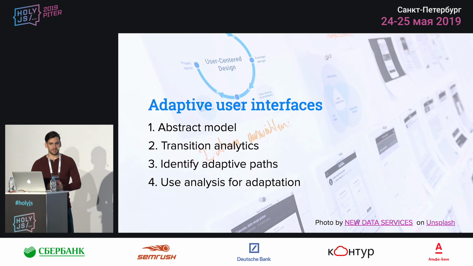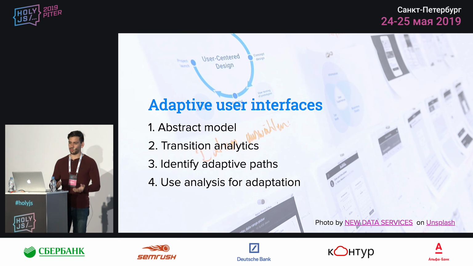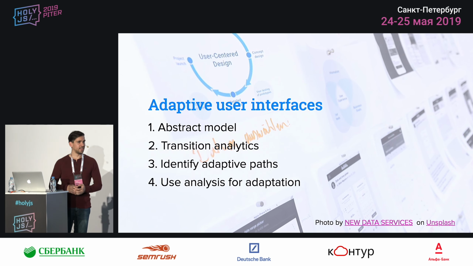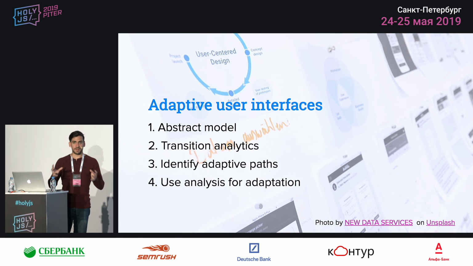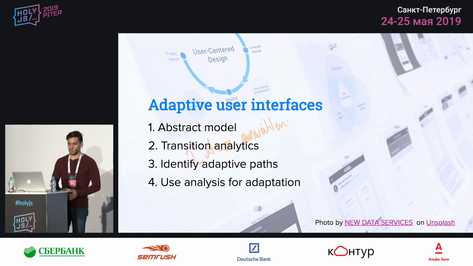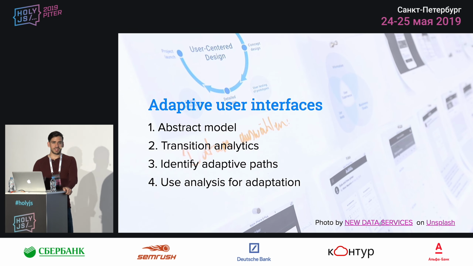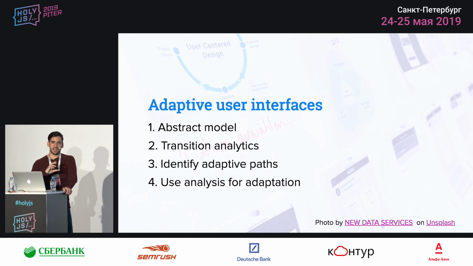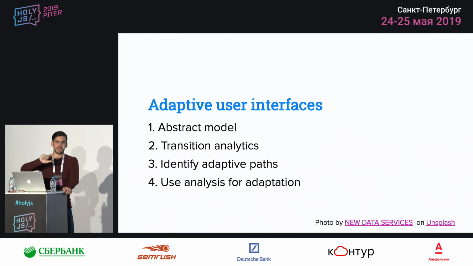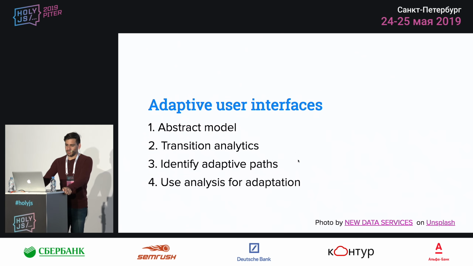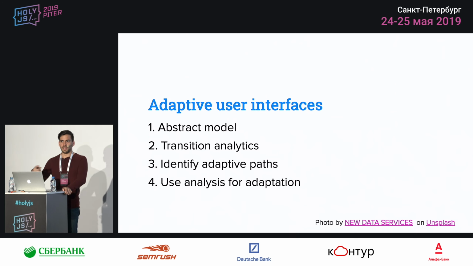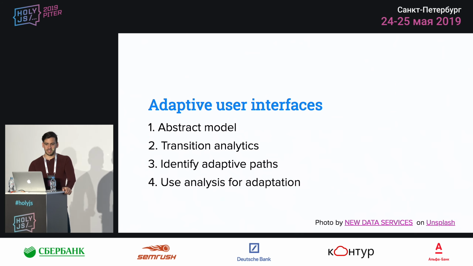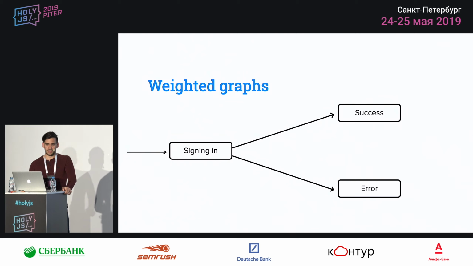Now, there's a few steps involved to doing this. First, we create that abstract model of the application. This abstract model is what that finite state machine is. It describes what the user is going to do. Then we have transition analytics, in which we track every time a user transitions from one state to another based on an event. We identify which parts of the app are adaptive, and we use the analysis that we captured to adapt those paths in real time without having to go through development cycles. And the result is an adaptive app that responds to the user.